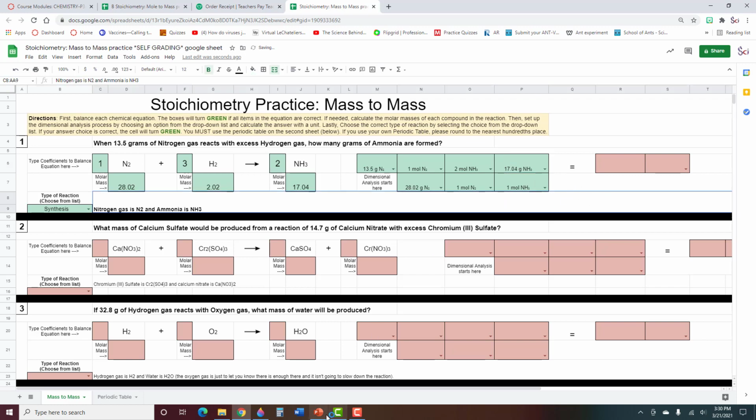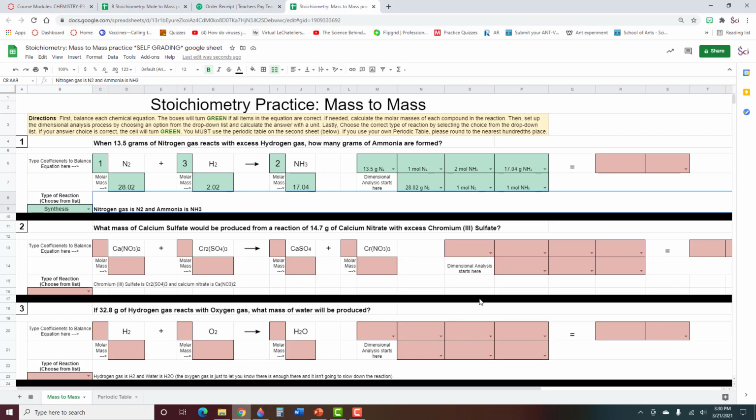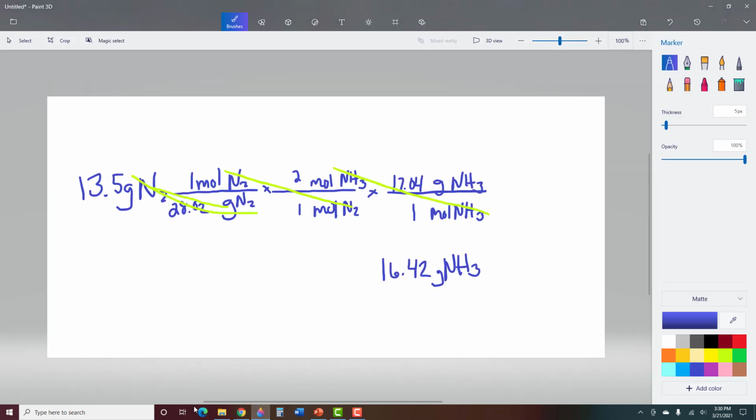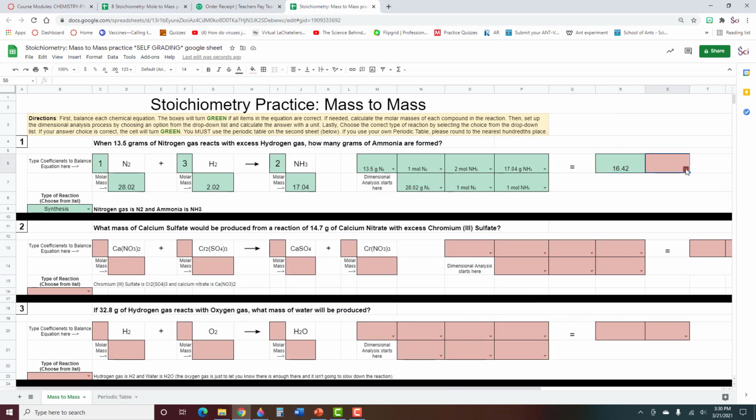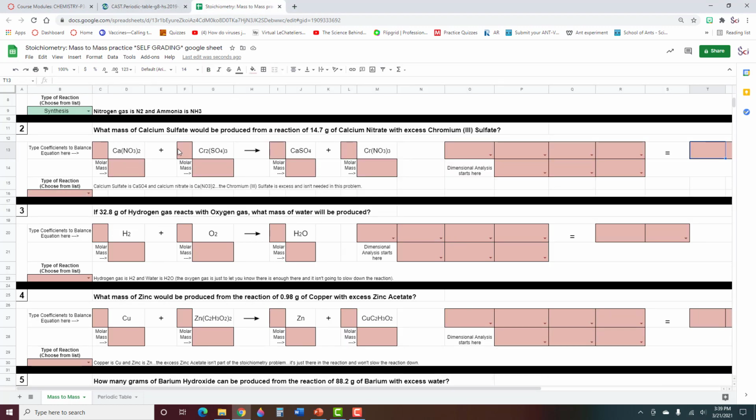Alright, now then I solved and I got 16.42. And then the unit was grams of NH3. Alright, and now everything is green there, so I am done with that problem. Alright, so I'll do one more here.